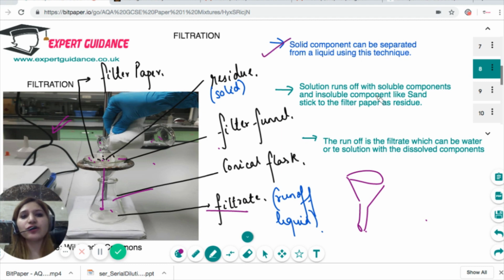The solution runs off with the soluble component, and the insoluble component like sand sticks to the filter paper as a residue, and the runoff is the filtrate, which can be water or the solution with the dissolved components. And if it is just water, then you have your solution separated. If it is water with any dissolved components, then you can use another technique to separate this mixture, which comes off as a filtrate or the runoff liquid.